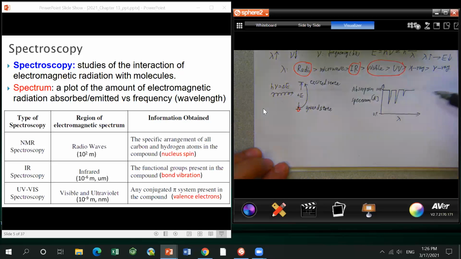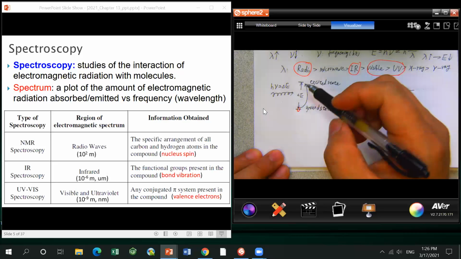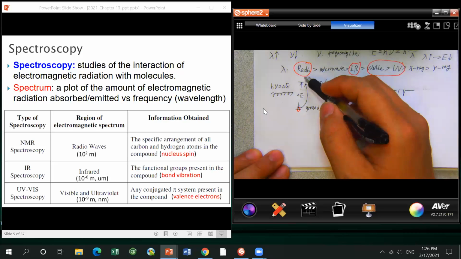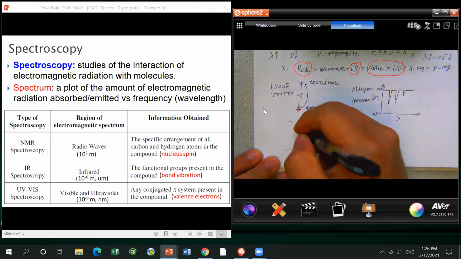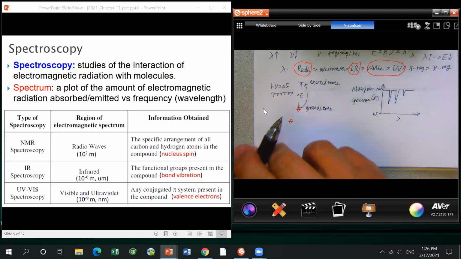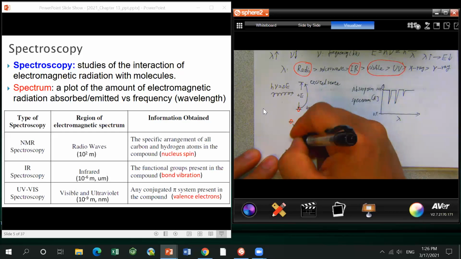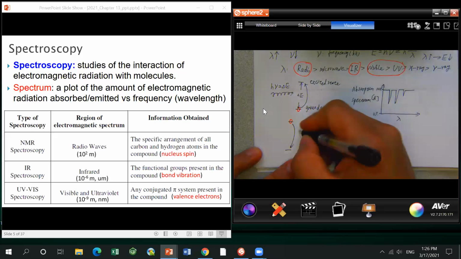Next comes emission spectroscopy. Once a molecule absorbs the energy and jumps to the excited state, it won't stay there forever, because that's extremely unstable. It will go back to its original ground state. When it goes back, it will release energy, and this released energy will show up as electromagnetic radiation.